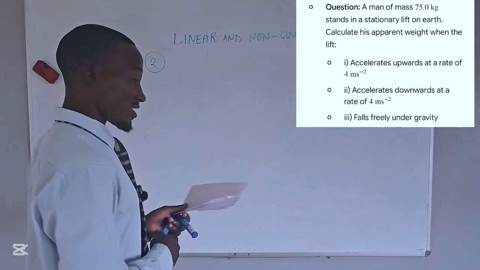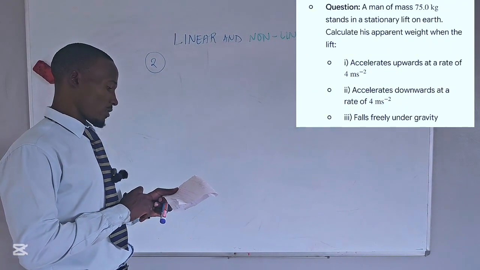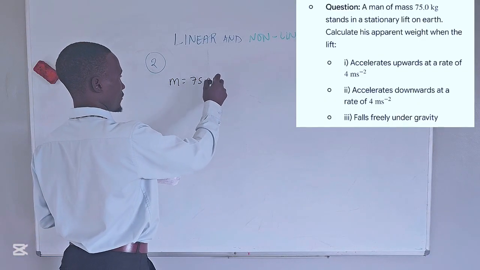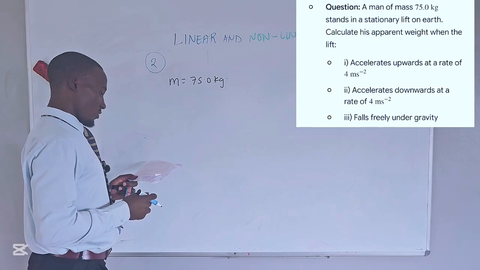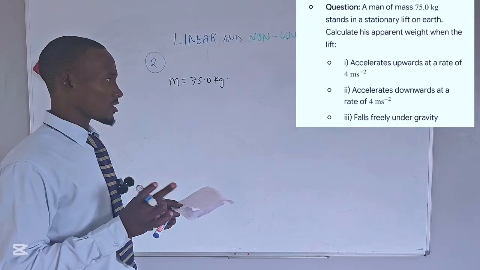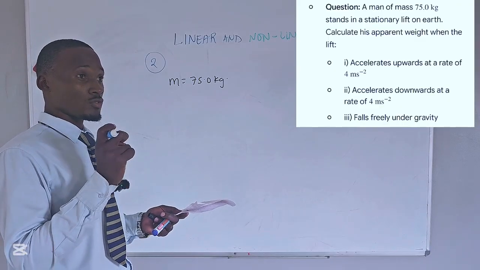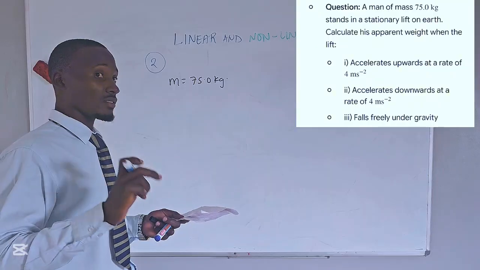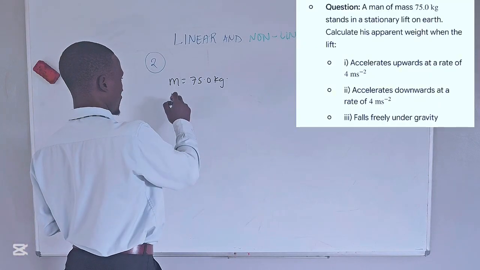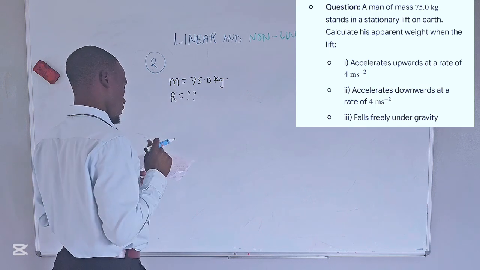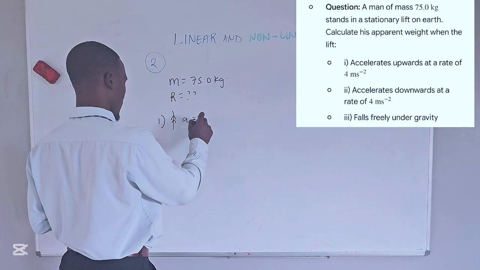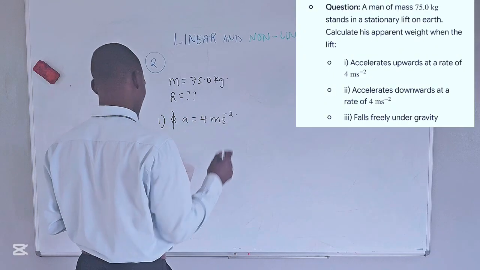So example 2 says a man of mass 75 kilograms stands on a stationary lift on earth. On earth, they are trying to tell us that the acceleration due to gravity is going to be the one on earth, which is 10 in this case. Calculate his apparent weight when the lift is accelerating upwards. It's accelerating upwards at 4 meters per second squared.